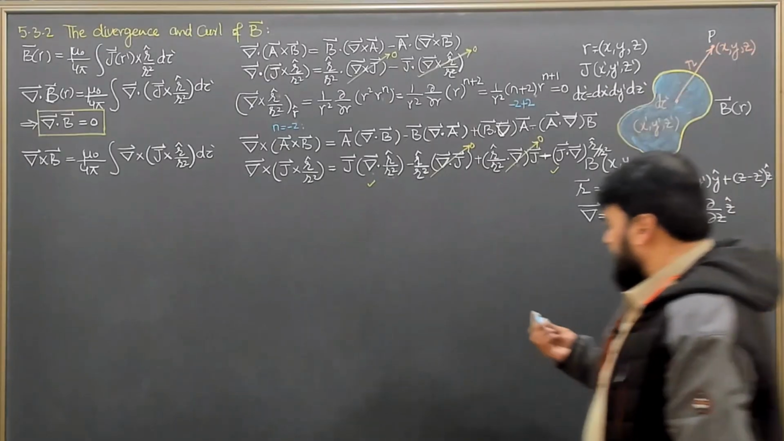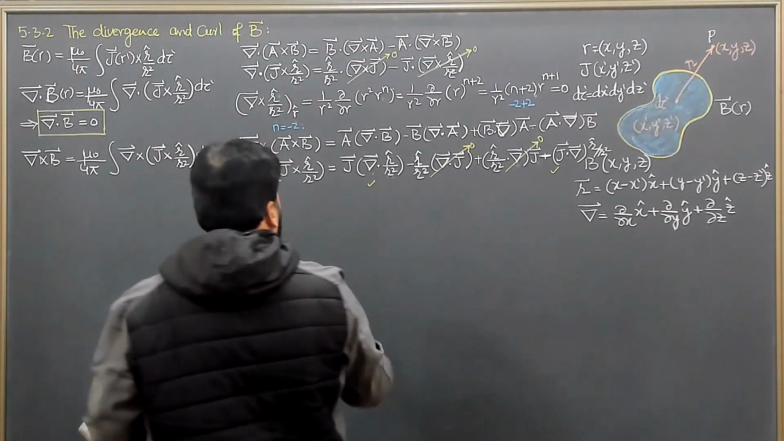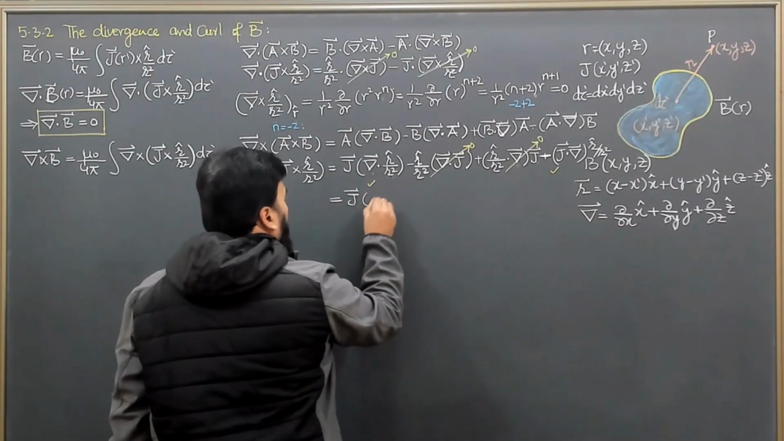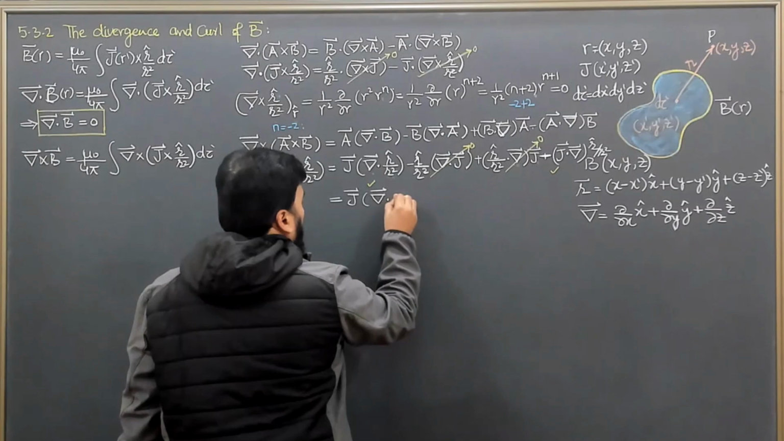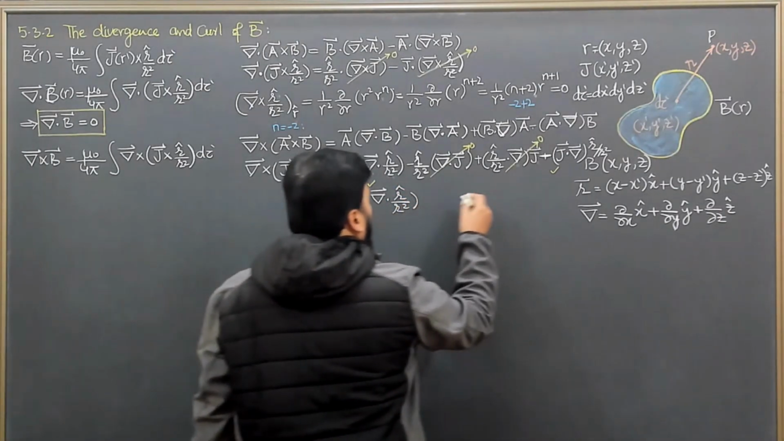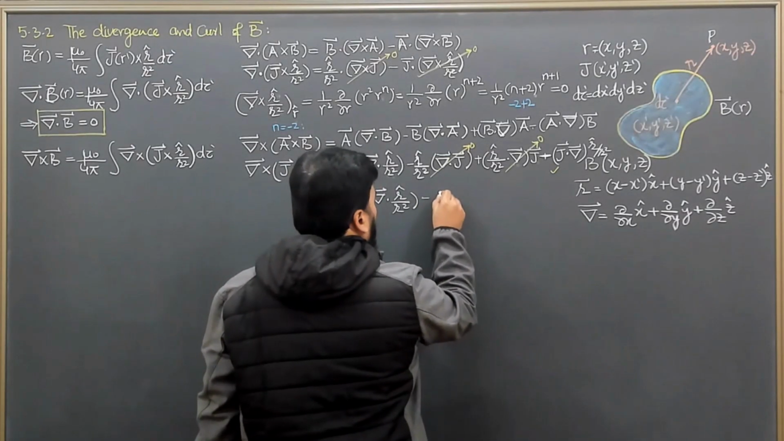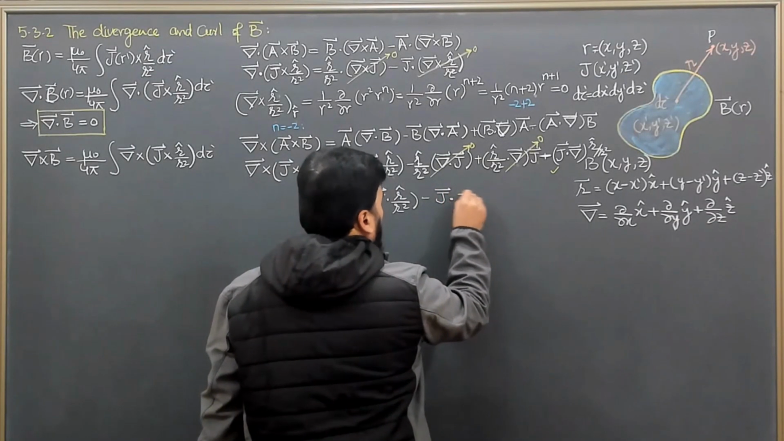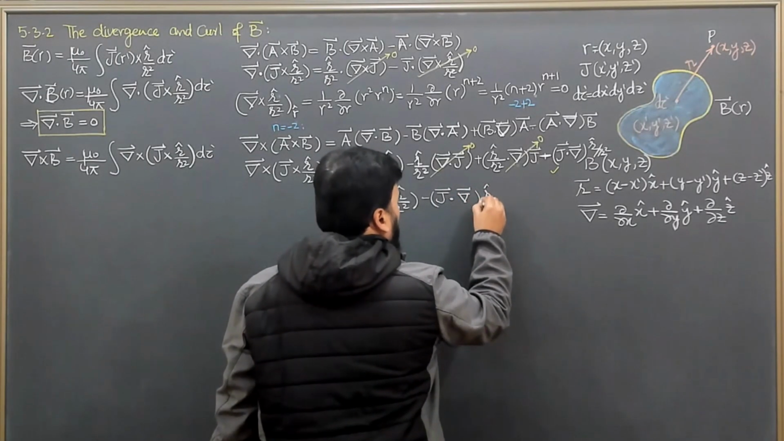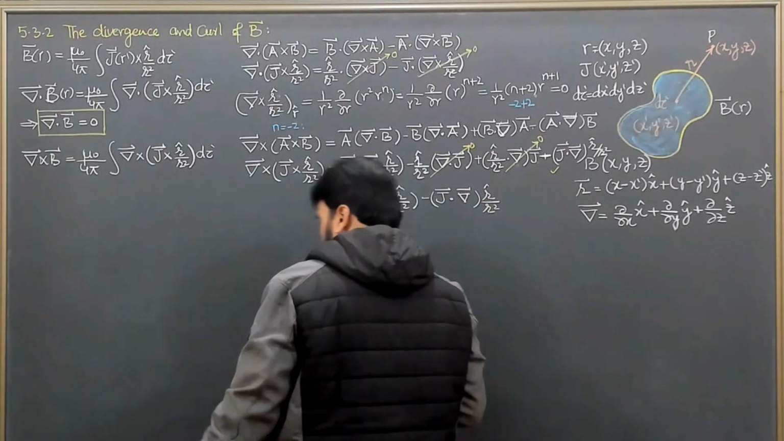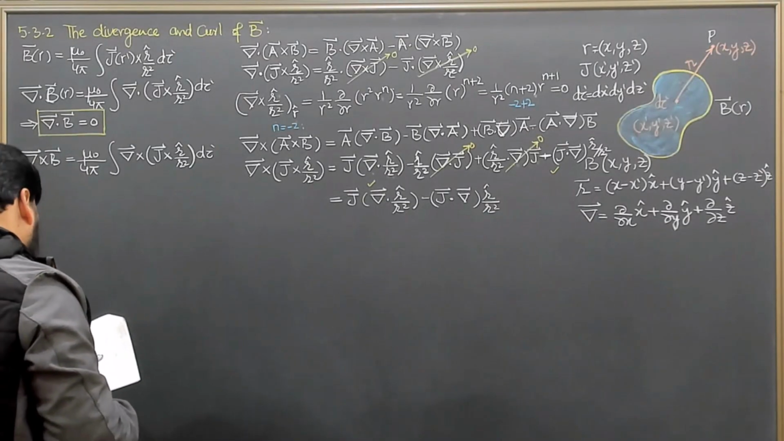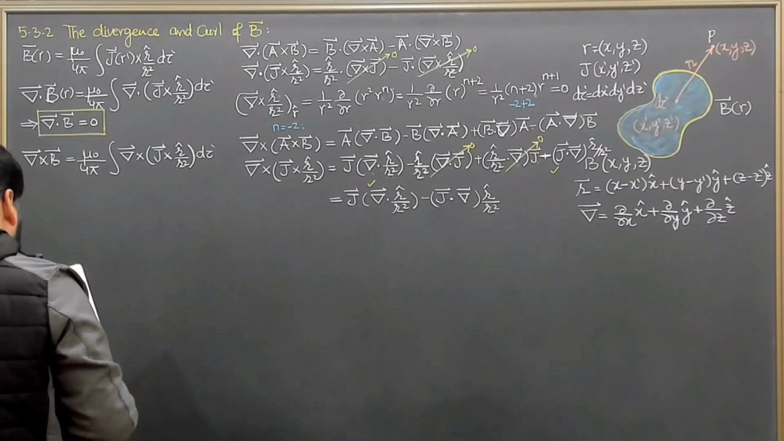So we are left with this one: J times del dot R over R squared, minus J dot del acting on R over R squared. Now we have to find out the value of this.